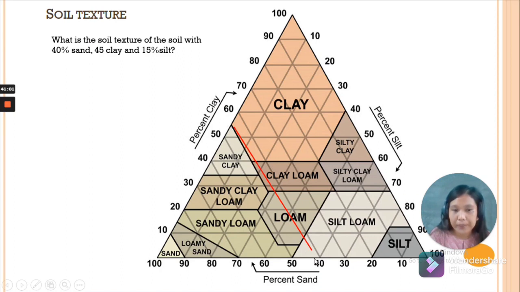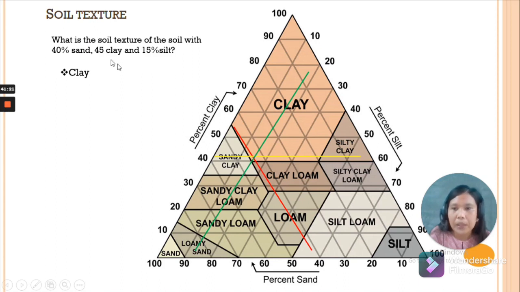For the sand it is 40%. Where is the sand? This is the sand here. Sand 40%. Then you have the clay, 45%. And you have the silt at 15%. So, what kind of soil is it?